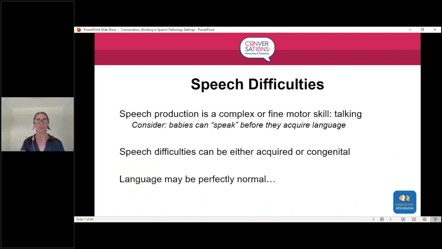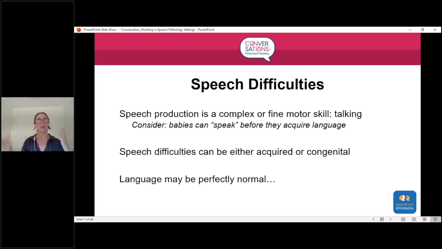So speech pathologists assist people who are experiencing speech difficulties. Speech production is basically a complex fine motor skill, and it's what I'm doing now. It's talking, okay? So it's the physical movement of the lips and the mouth and the lungs to produce these sounds that make up words, okay?